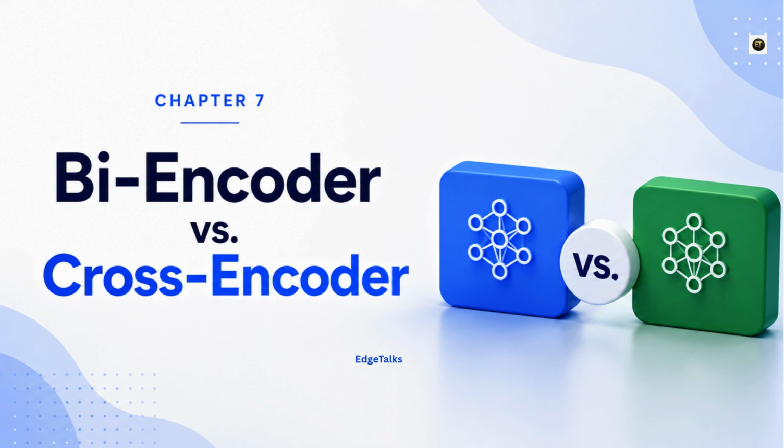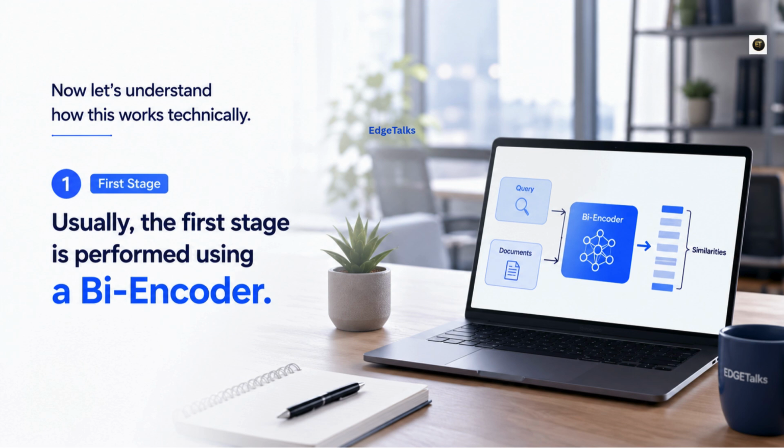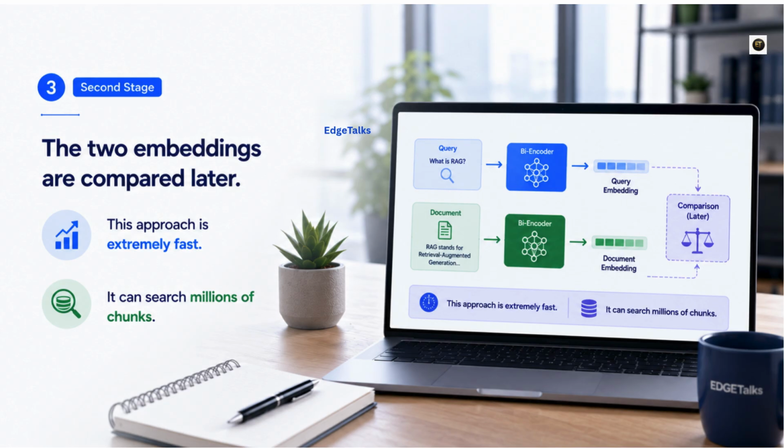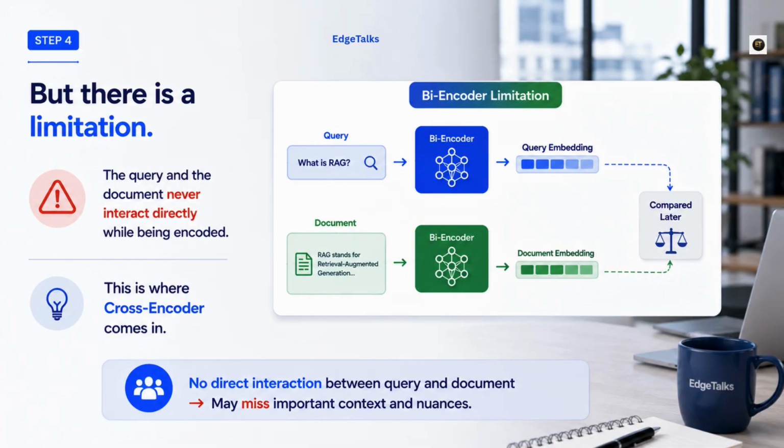Now let's understand Bi-Encoder versus Cross-Encoder. We need to understand how this works technically. The first stage is usually performed using a Bi-Encoder. In a Bi-Encoder architecture, the query is encoded separately. The document is encoded separately. Then the two embeddings are compared later. This approach is extremely fast. It can search millions of chunks, but there is a limitation. The query and the document never interact directly while being encoded.